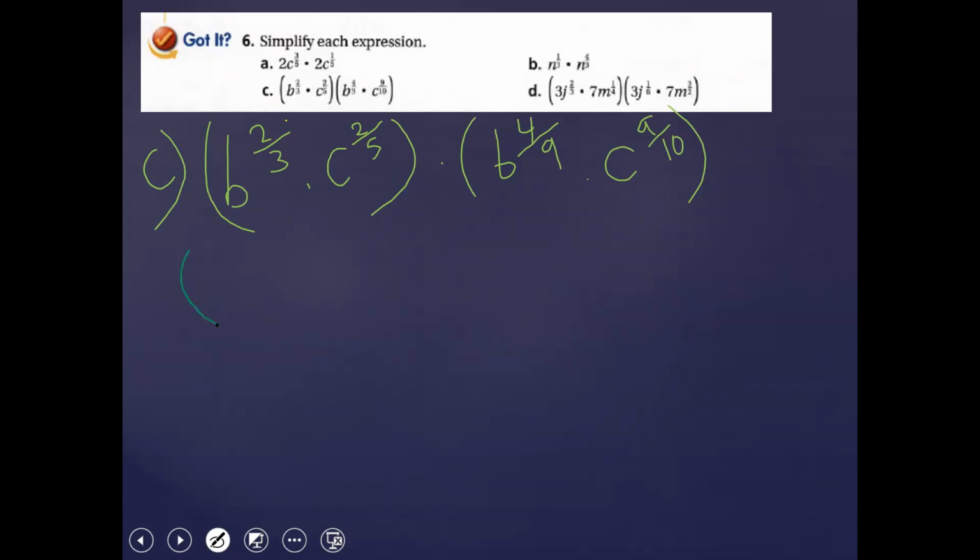b to the power 2 over 3 multiplied by b to the power 4 over 9. In the second term, I have to write now c to the power 2 over 5 times c to the power 9 over 10. Then, do we have the same base? Yes. So I will write here b.